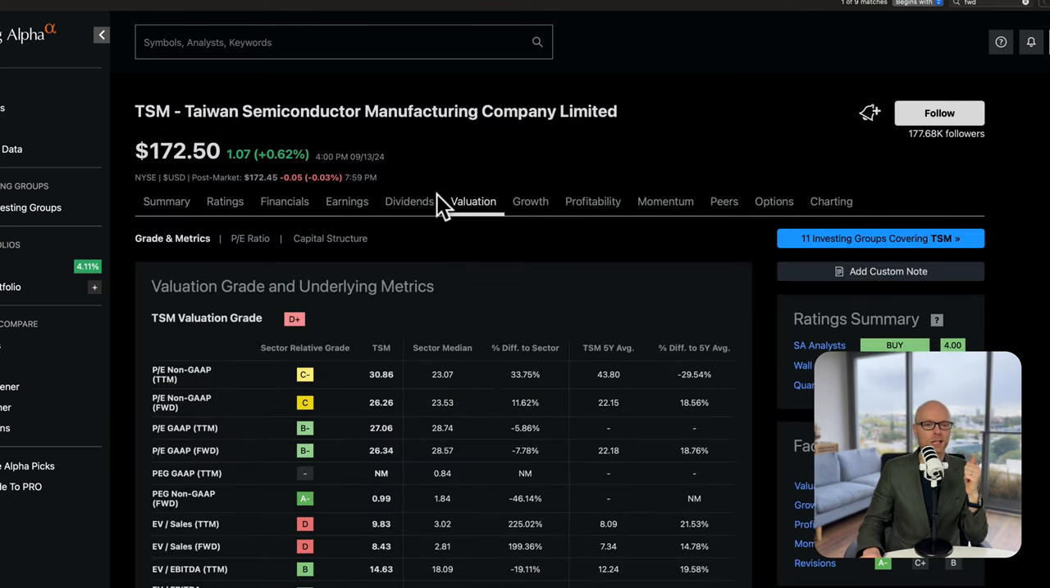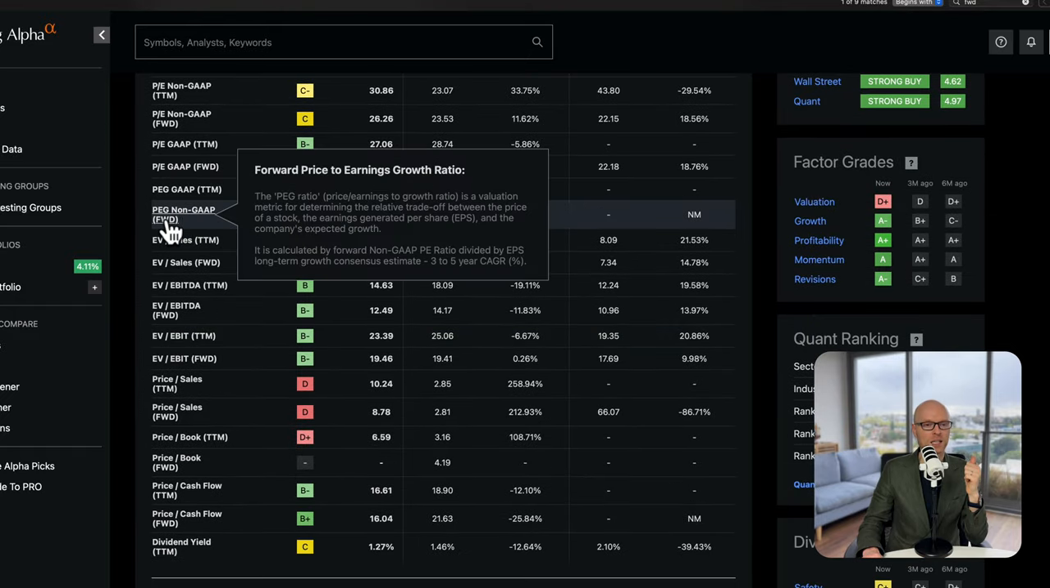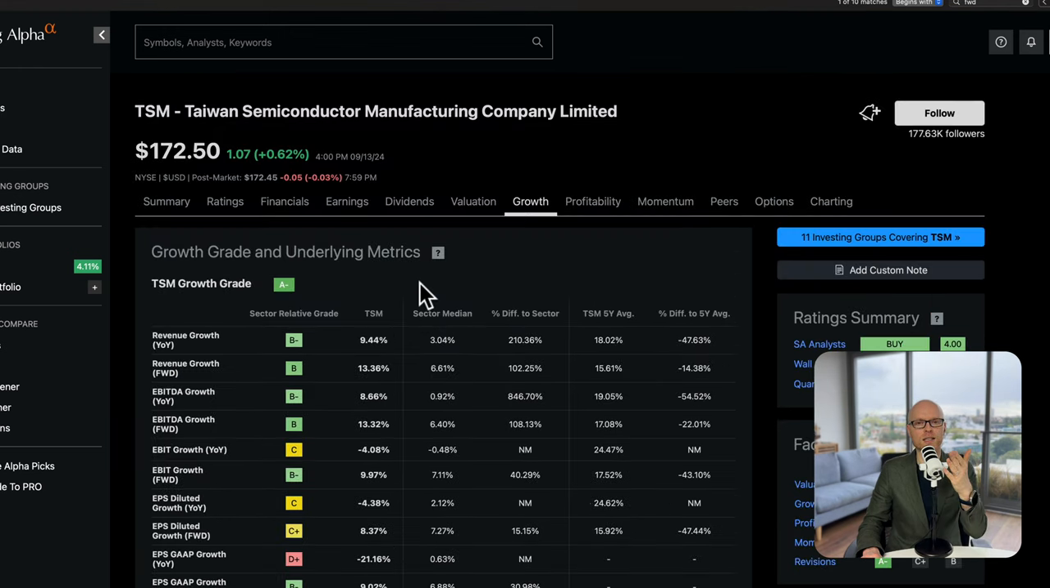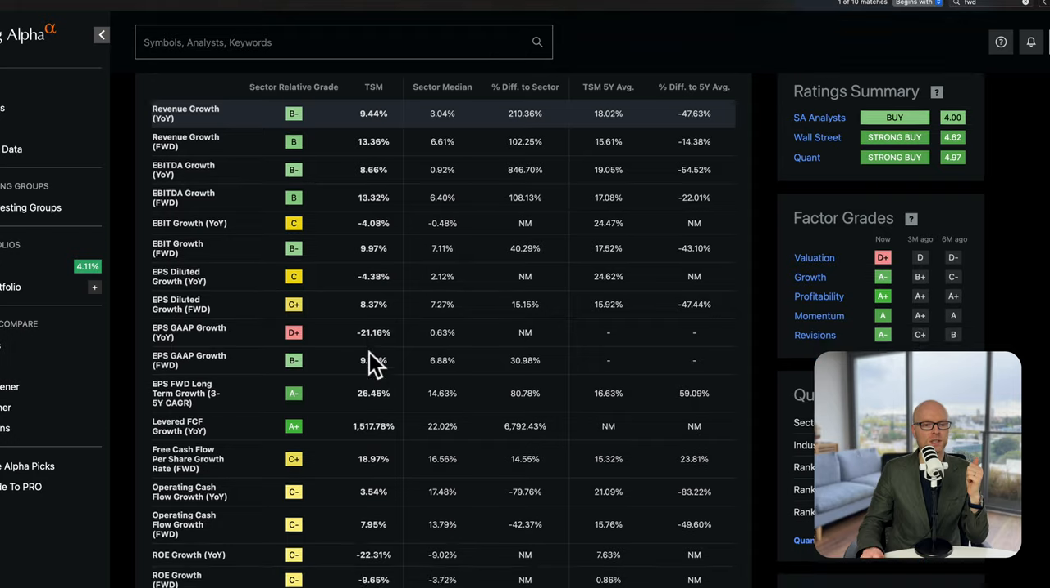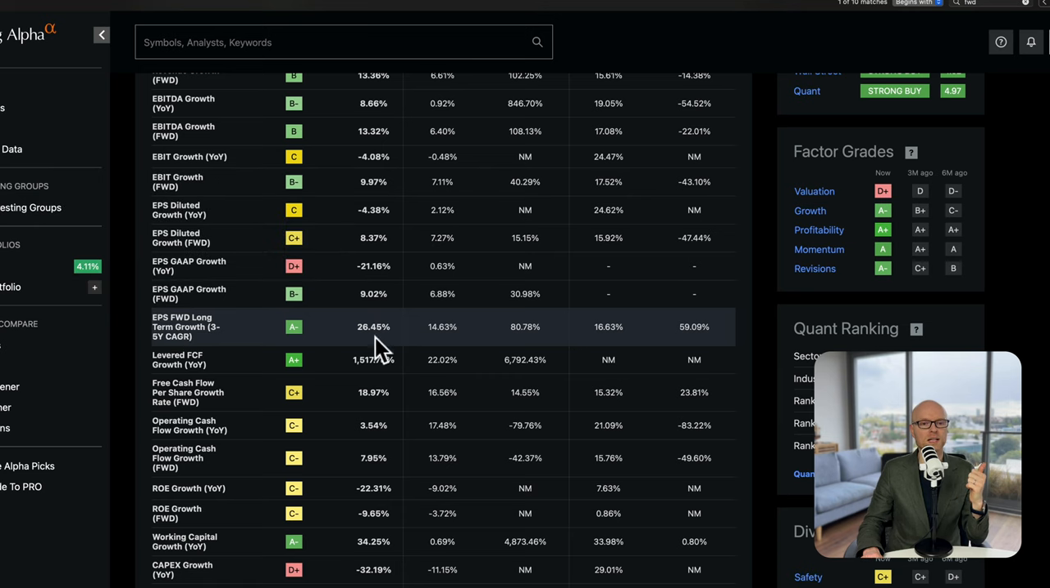Now let's have a look at the valuation of TSM. And it is a bit better than Nvidia, and I pay particular attention to PEG, which is the forward price to earnings growth ratio. At the moment it is 0.99, which is 46% better than the industry. Now let's have a look at the growth metrics page for TSM. And let's remember that the EPS forward long-term growth rate over the next 3 to 5 years for this company is around 26%. The sector median is only 14%, so it is 80% better than the sector.